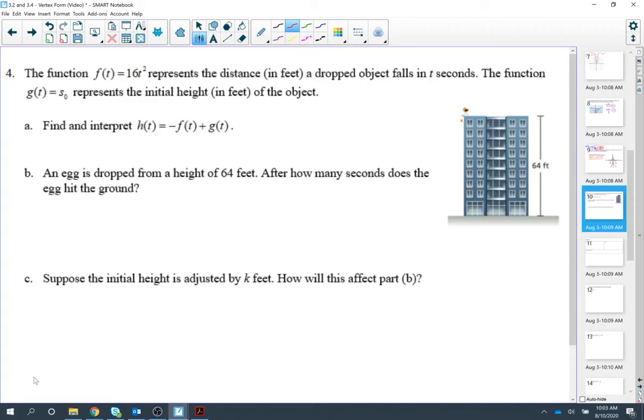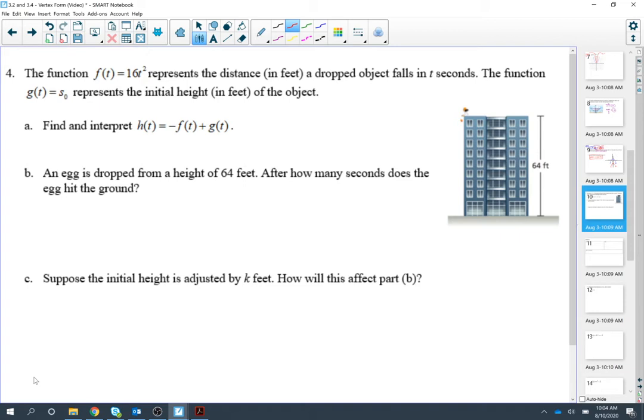Number 4. The function f of t equals 16t squared represents the distance in feet a dropped object falls in t seconds. The function g of t equals s naught, or you could say s sub 0, represents the initial height in feet of the object. Letter A. Find and interpret h of t equals negative f of t plus g of t.